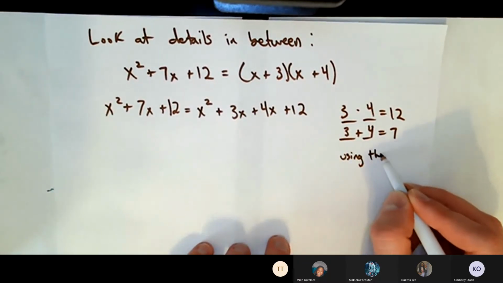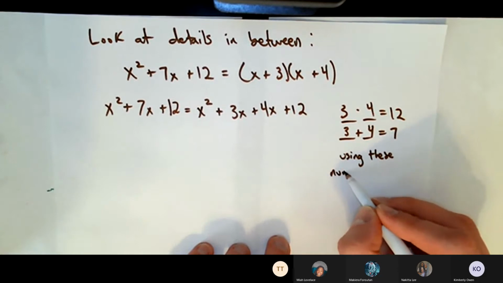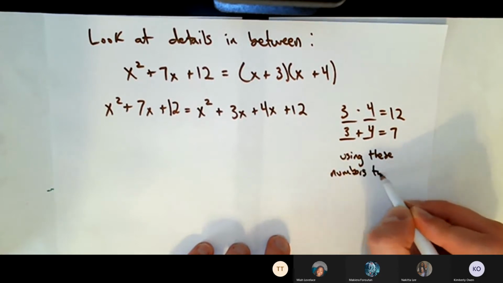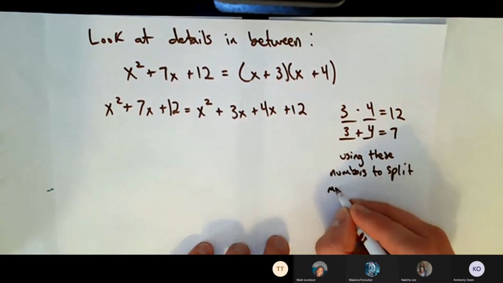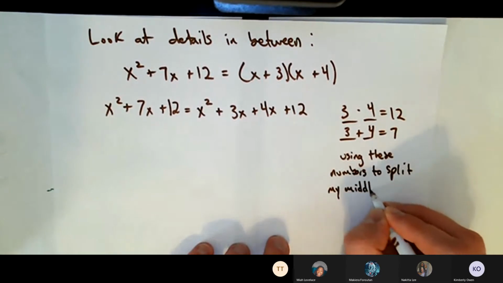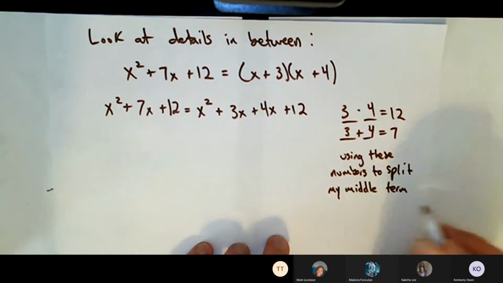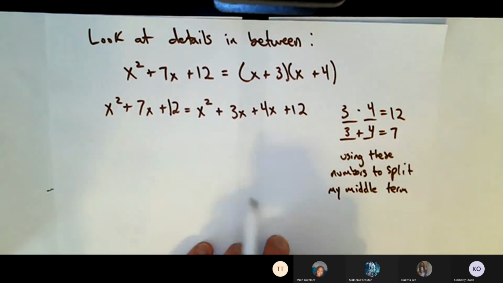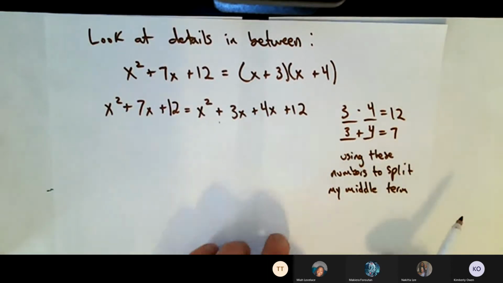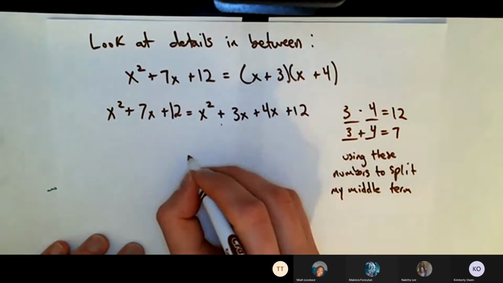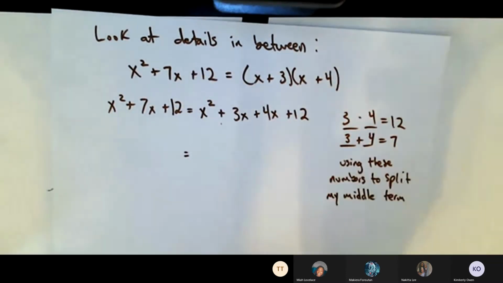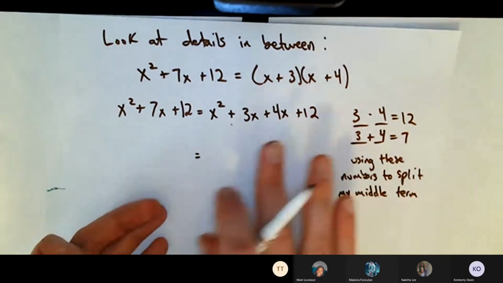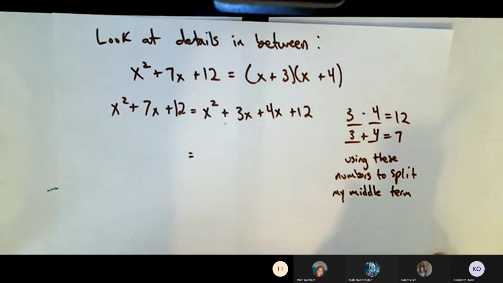I'm using these numbers, the 3 and the 4, to split my middle term. And since they're both positive, they were positive here. That's why they're positive here. Now what I do is I group the terms. I split this polynomial, which is now 4 terms, into 2 groups of 2.